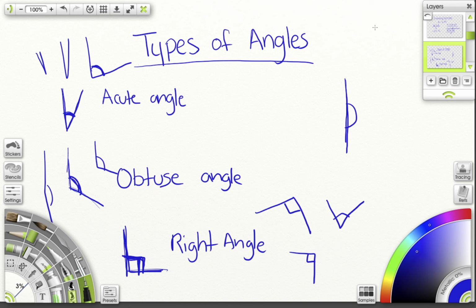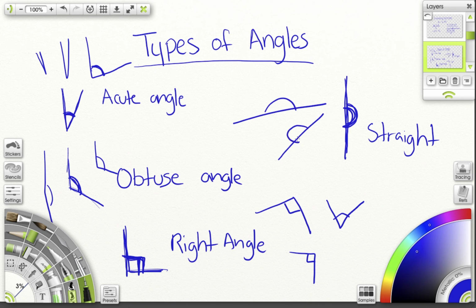Okay? Our last one right here is called a straight angle. A straight angle means it is a straight line that has this half circle that goes around it. So it can look like this, it can look like this, but that means that it is a straight angle. It means there's no bend in the angle. It is a perfectly straight line and it just has that semicircle around it to show you that it is a straight angle. And those are the 4 different types of angles.